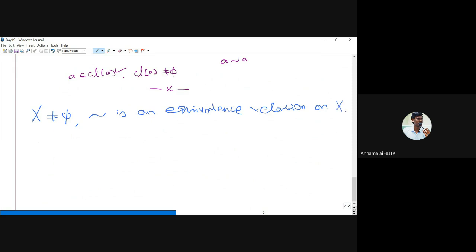Then for any x in X, we define the equivalence class of x, that is, the box x. This is a collection of all y in X such that y is related to x. So this is called the equivalence class of the small x. For each x in X, we have an equivalence class. If we take some other z in X, z also has an equivalence class.